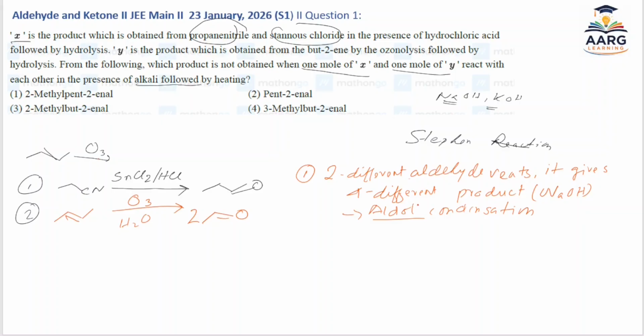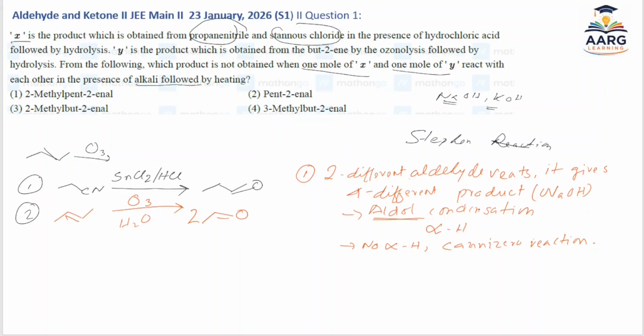So whenever there is aldehyde and whenever there is alkali, you must remember 2 reactions. One is aldol condensation, which is the reaction of same or different aldehydes. One must contain alpha hydrogen, and if there is no alpha hydrogen in either of the aldehydes, then it is the Cannizzaro reaction. So I am again repeating, when 2 aldehydes react under alkali, this is called aldol condensation.